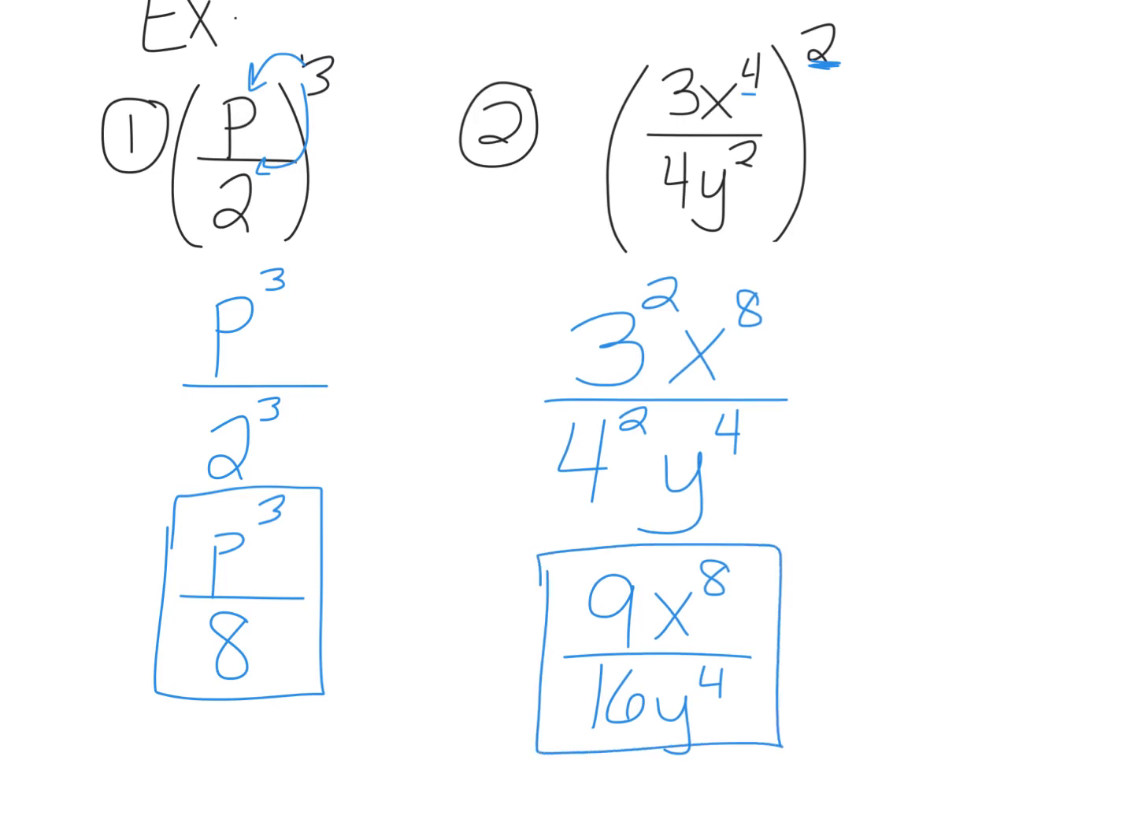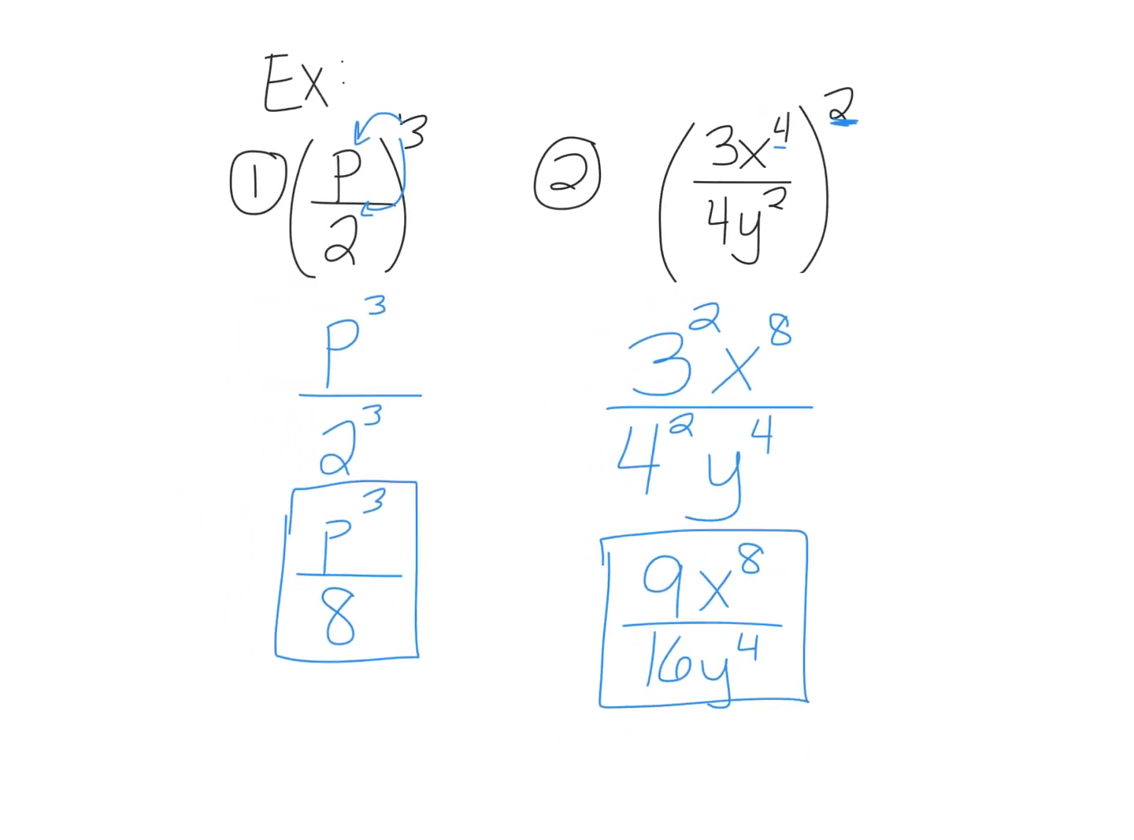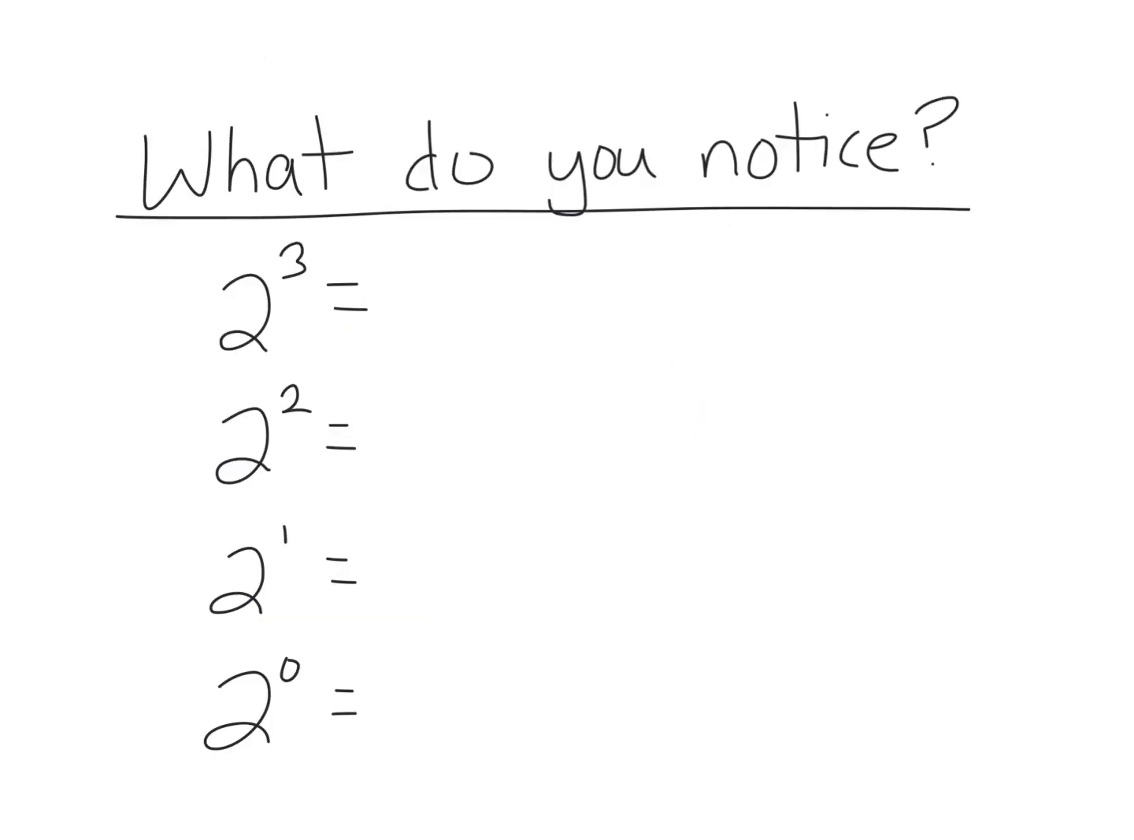Good. So a quotient to a power is the same thing as a power to a power. It just has two different steps. Okay, any questions so far with those? Can I move on? Okay.